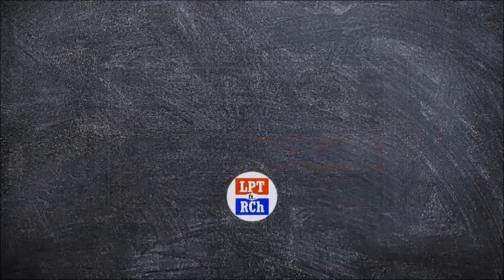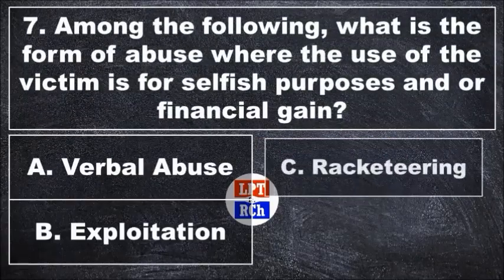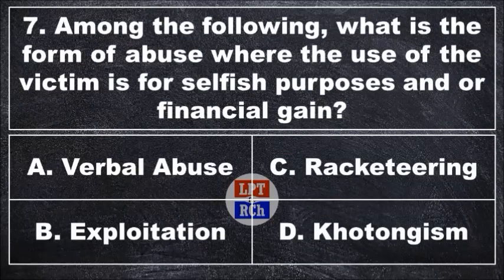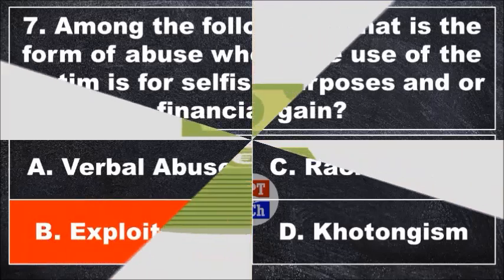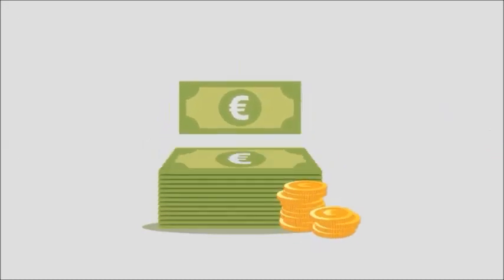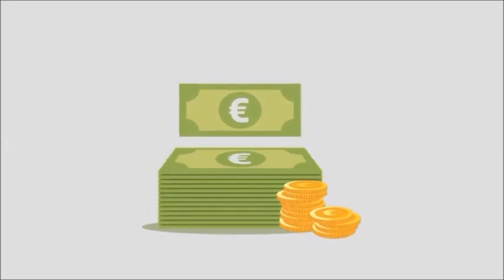Neglect. 7. Among the following, what is the form of abuse where the use of the victim is for selfish purposes and/or financial gain? A. Verbal abuse. B. Exploitation. C. Racketeering. Or D. Cotingism. The best answer is B. Exploitation. It is the act of selfishly taking advantage of someone or a group of people in order to profit from them or otherwise benefit oneself.